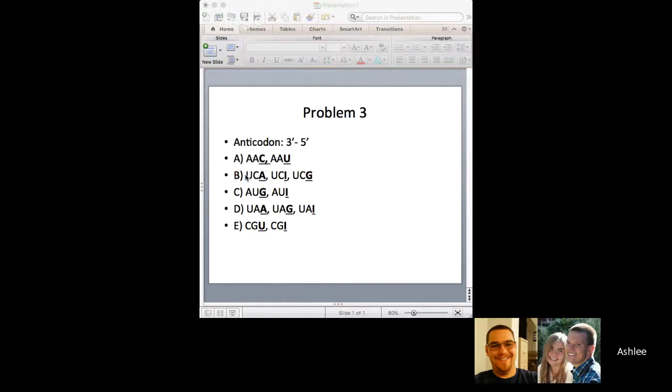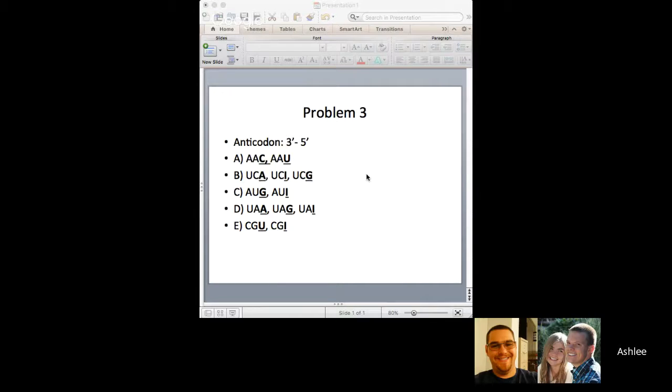So for the second one, letter B, we have AGU. That can translate to UCA, UCI, or UCG. Inosine plays a part in this because it can attach to a codon that has either U, A, or C on the 3' end of the codon.